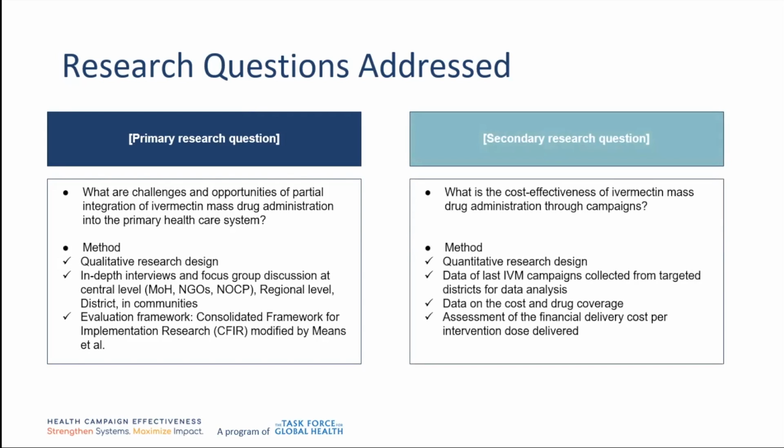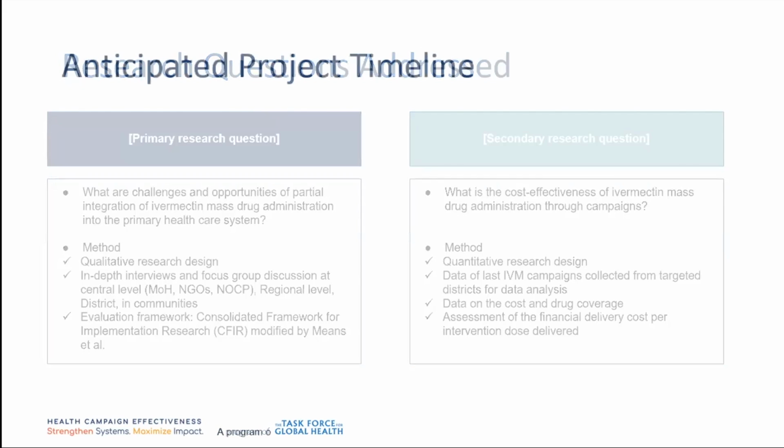The second question here is, what is the cost effectiveness of ivermectin mass drug administration through campaigns? This will mainly be a quantitative research method where we will collect data of the last ivermectin campaigns in the targeted districts, and those data will concern the cost of the campaign and the drug coverage at the end of the campaign. We will use it to assess the financial delivery cost per intervention dose delivered. This will be the quantitative aspect of the project.